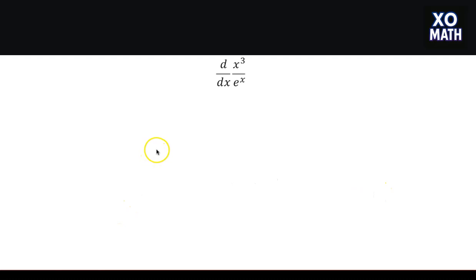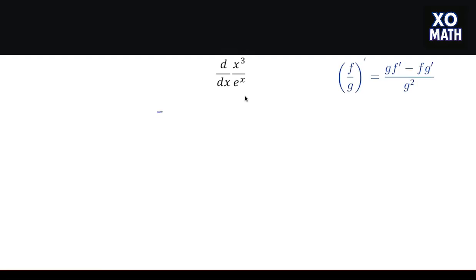What we want to do on these next few problems is refresh our memories on the basic rules for derivatives and notation. We'll start here with the derivative with respect to x of x cubed over e to the x. Since this is set up as a quotient, we'll jump into applying the quotient rule.